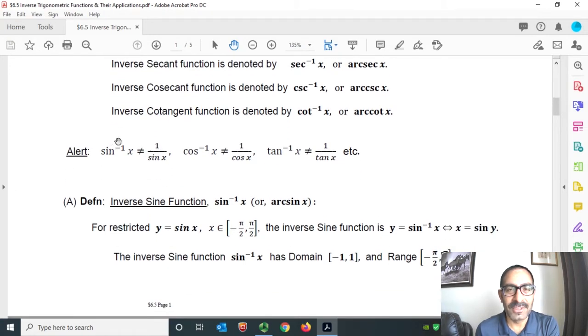Alert, sine inverse x is not equal to 1 over sine x. Similarly, cosine inverse x is not equal to 1 over cosine x. Tangent inverse x is not equal to 1 over tan x, etc.